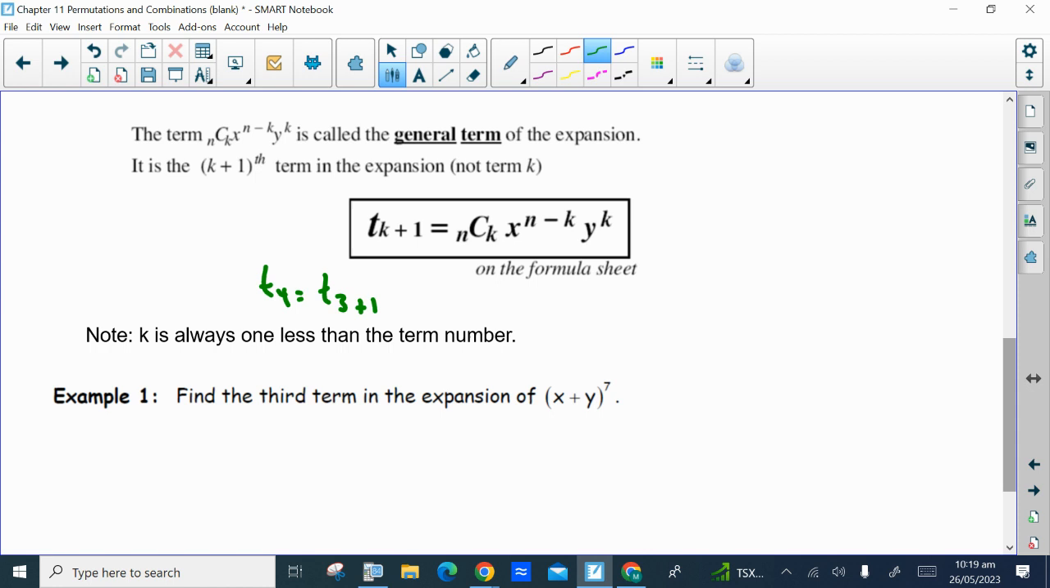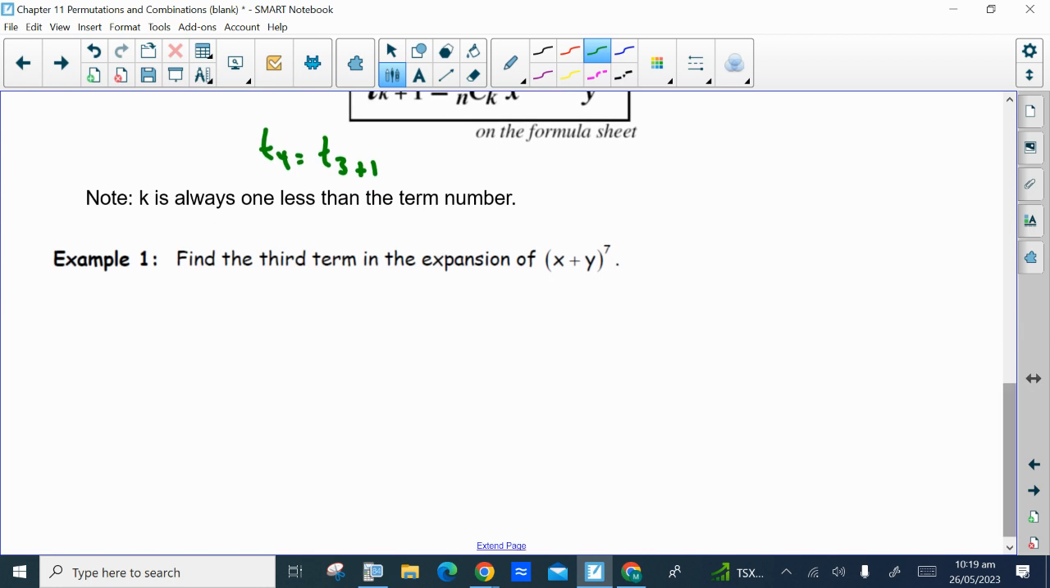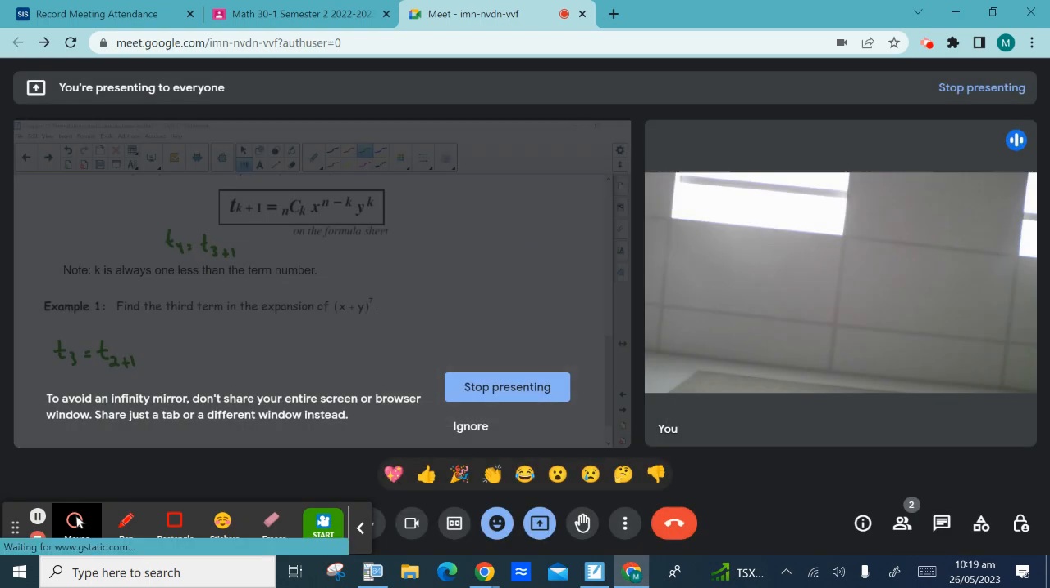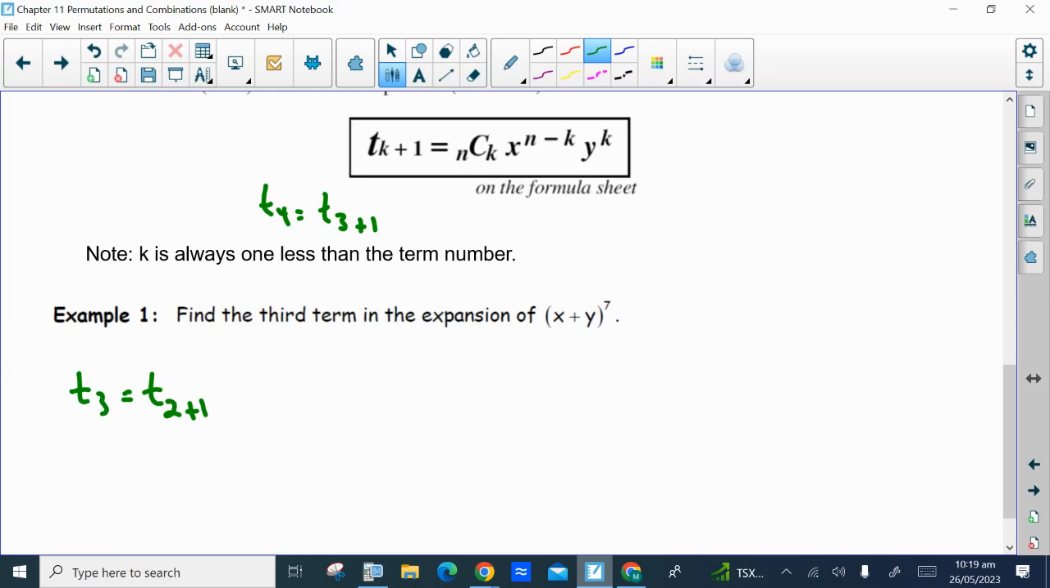So let's use that for this first example. We want to find the third term in the expansion x plus y to the power 7. So we're not actually going to do the entire expansion. We're just going to use the general term formula to find the third term, t sub 3. So using that general term formula, t sub k plus 1, k would have to equal 2, because 2 plus 1 will give you your 3. Again, k is always 1 less than the term number. We want to find the third term, k is 2.